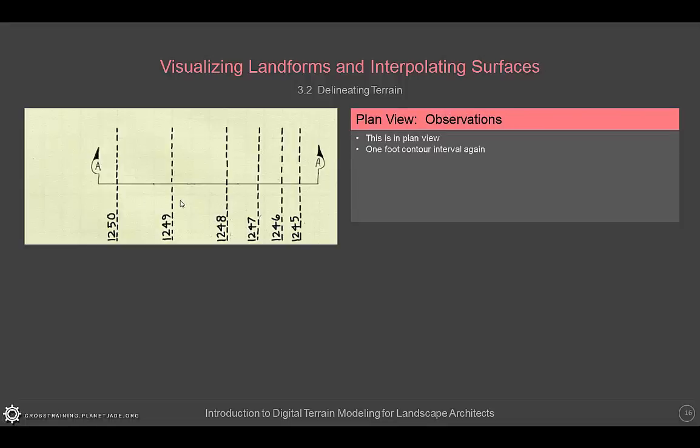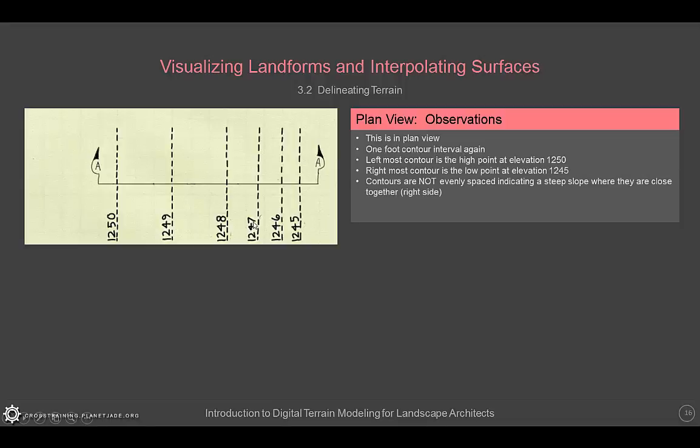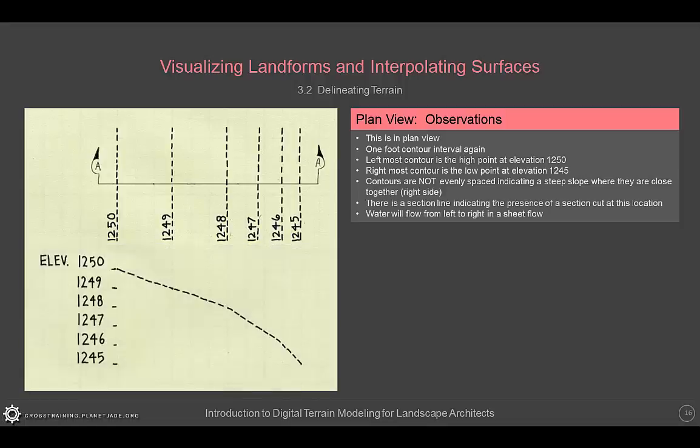So again, we're taking a look at plan view. Same as before, except the configurations are a little bit different. Our high point's to the left, low point to the right, water's flowing from the left to the right. All of our contours are squished together to the right. So let's take a look at our section.